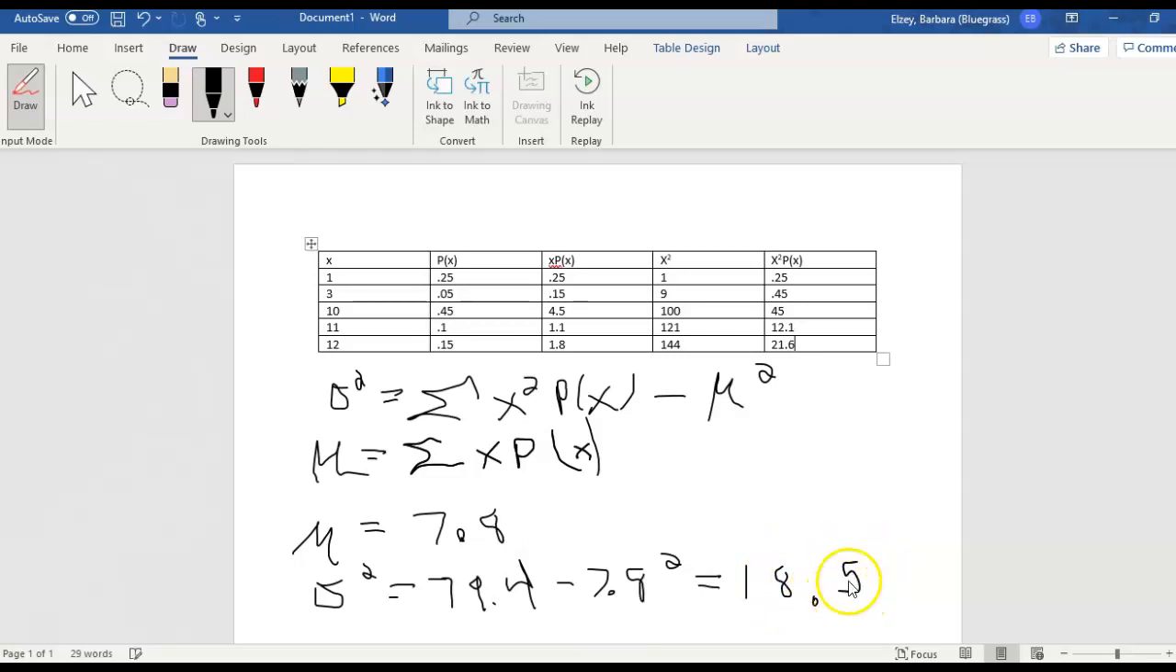And realize if this asked for standard deviation, the only thing further that we would have had to do is take the square root of 18.56 and we'd have had the standard deviation for this discrete probability distribution.